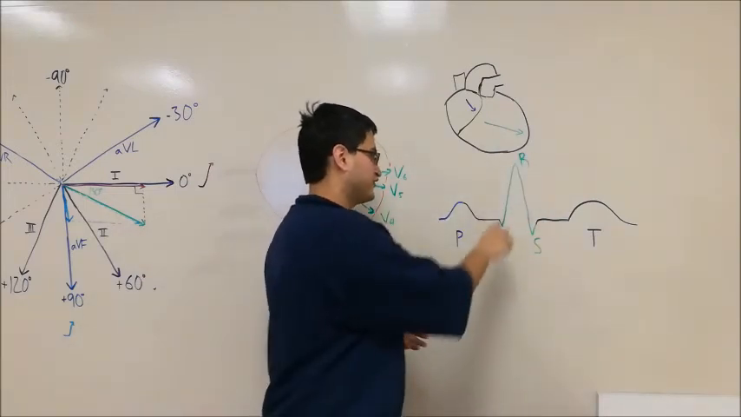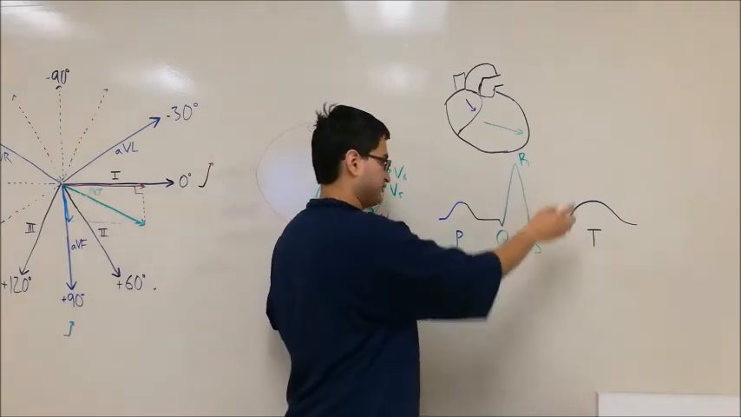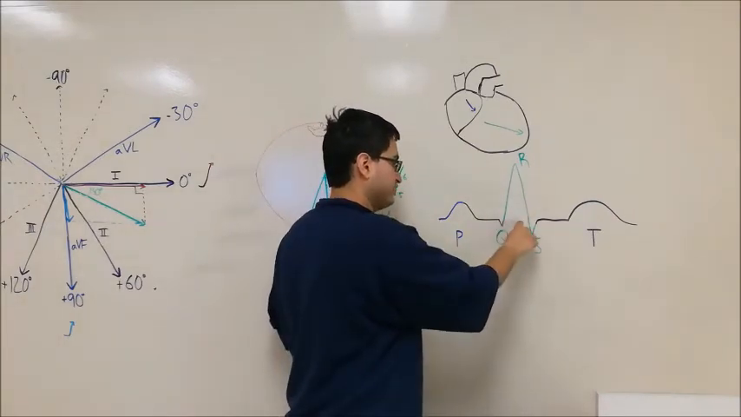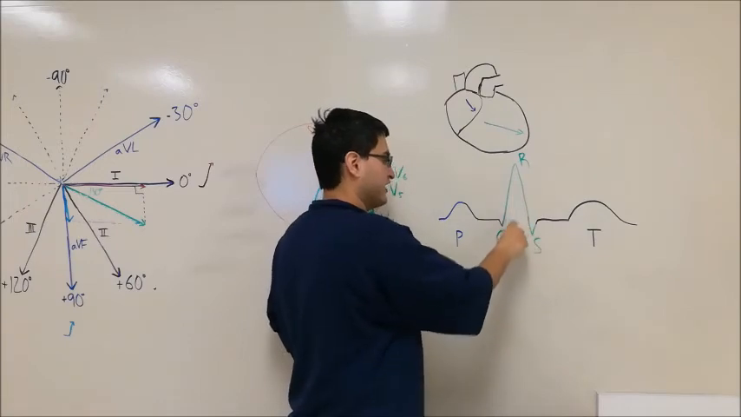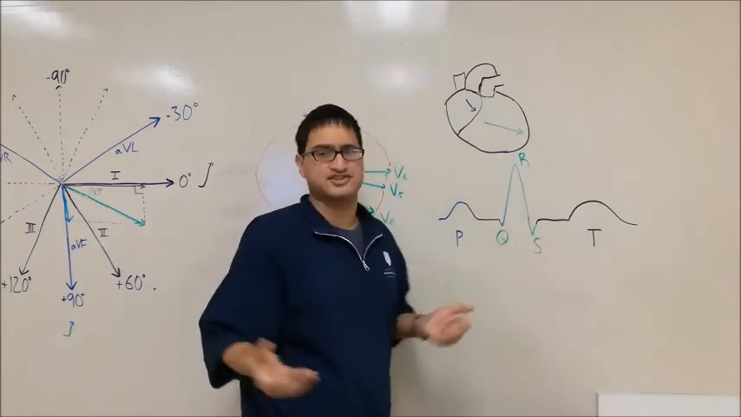Even though parts of this are going down, what we look at is the quote-unquote integral, the area under the curve of this. So if we were to draw an imaginary line here and take the area above and below, the area above greatly exceeds, so this is seen as an overall positive deflection.